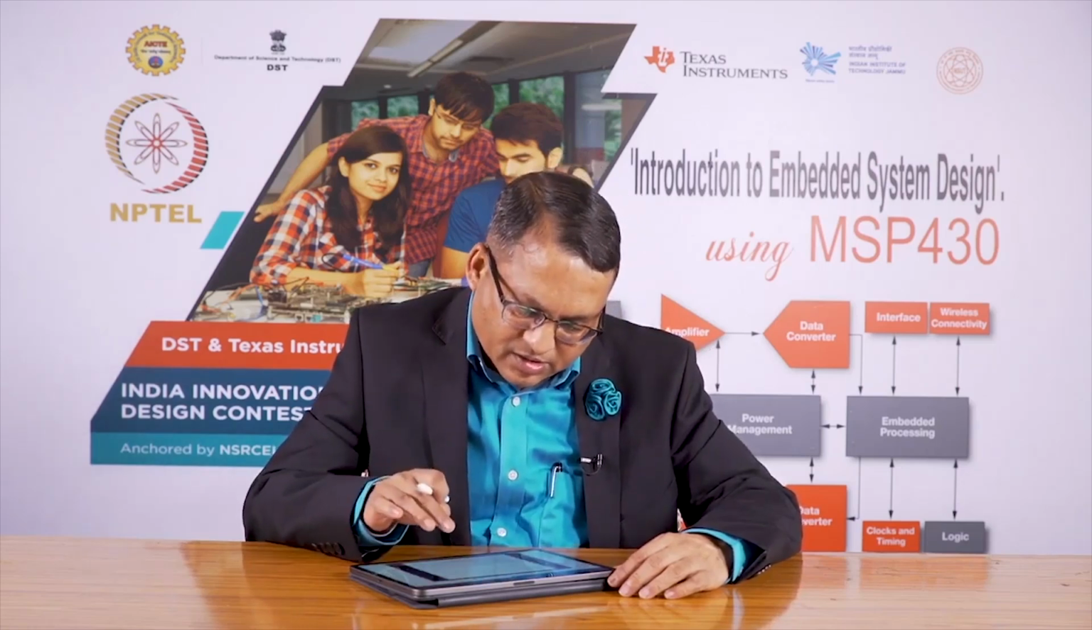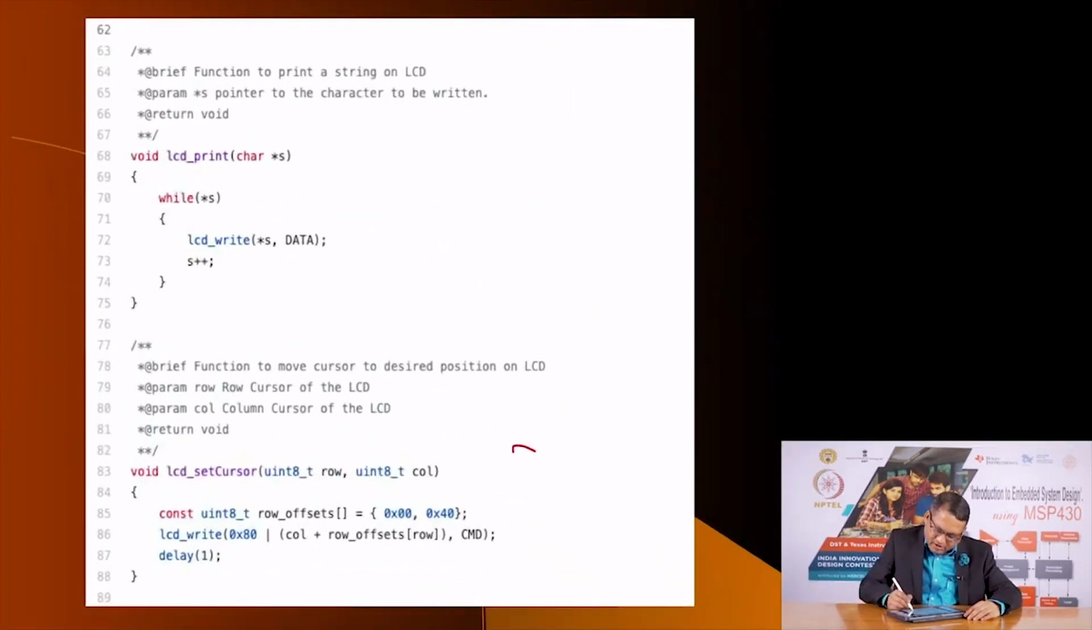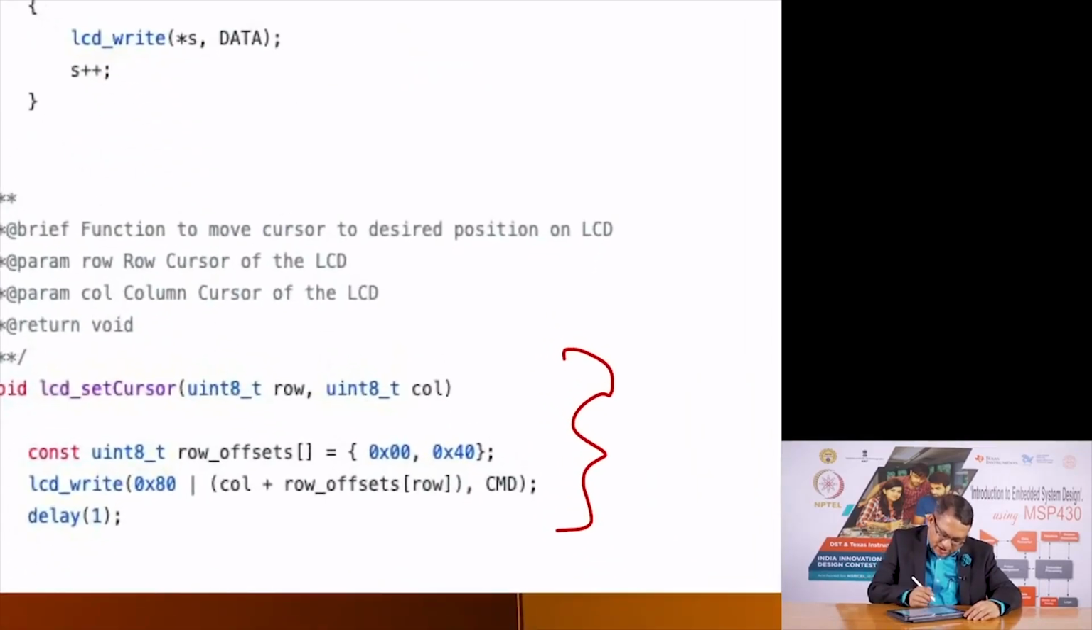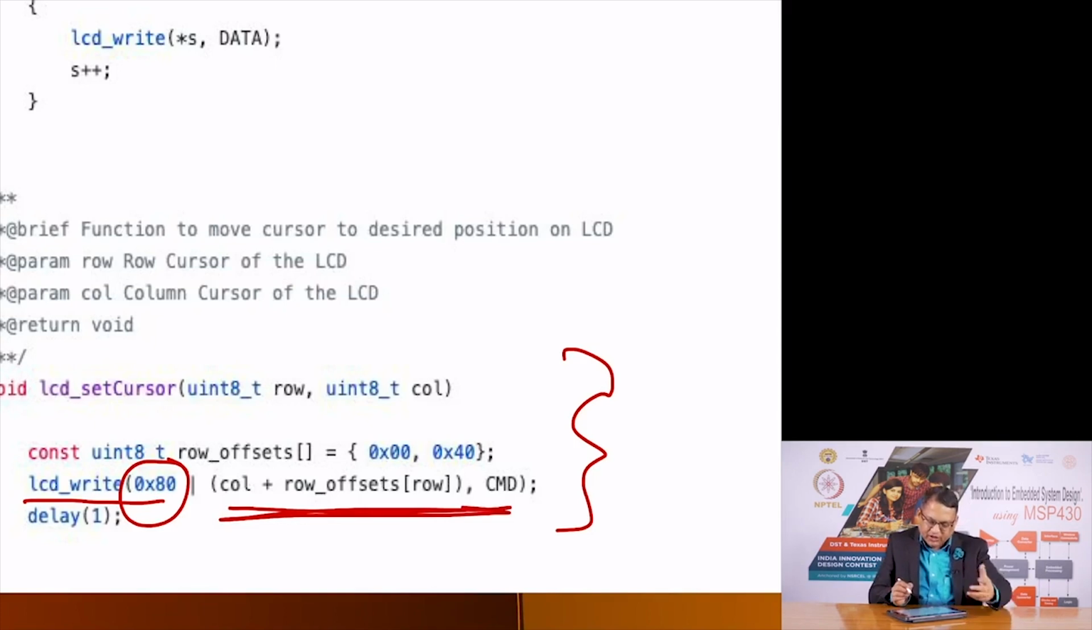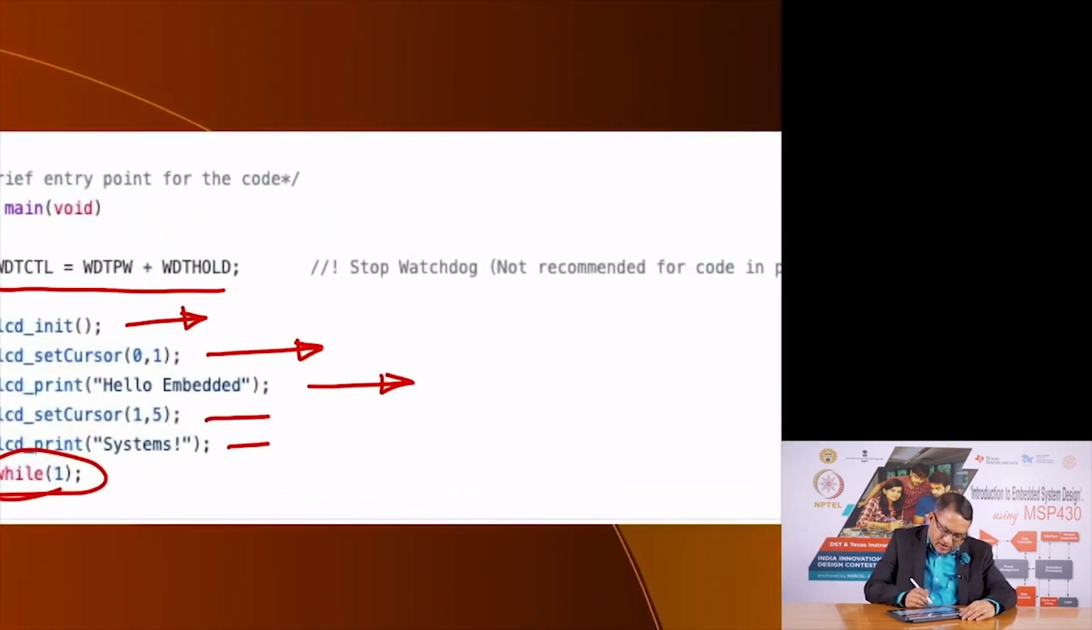LCD cursor here. Here you are sending some information which uses the same LCD write. You are sending the offset of the values to the LCD, and then you are delaying it for some time. Let us go back to the program. Then you are saying hello embedded. You want to print these characters onto the LCD. Let us go back to LCD print, what it does.